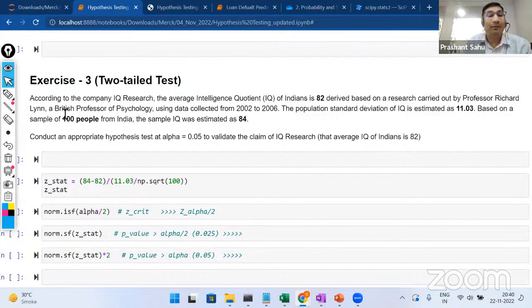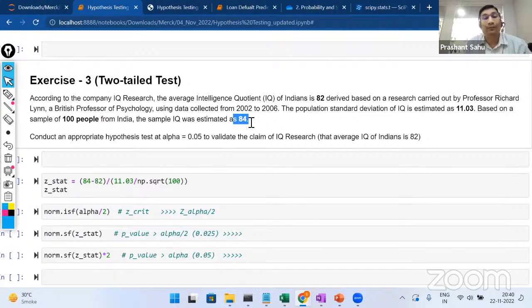Now, based on a sample of 100 people, the IQ was actually estimated to be 84. This is the ground truth. 100 people, estimated value is 84, but the claim made by the company is 82. This value is coming from the actual data: 100 people were surveyed and the sample mean was 84.